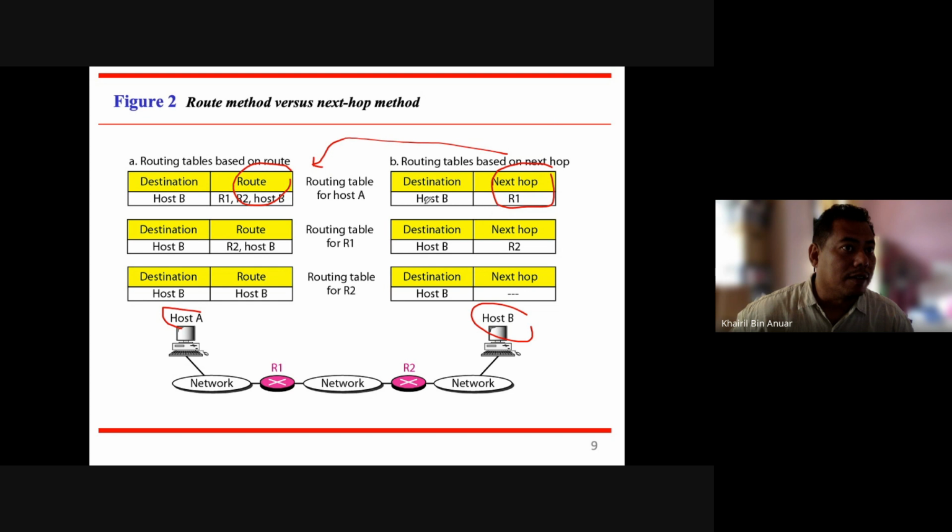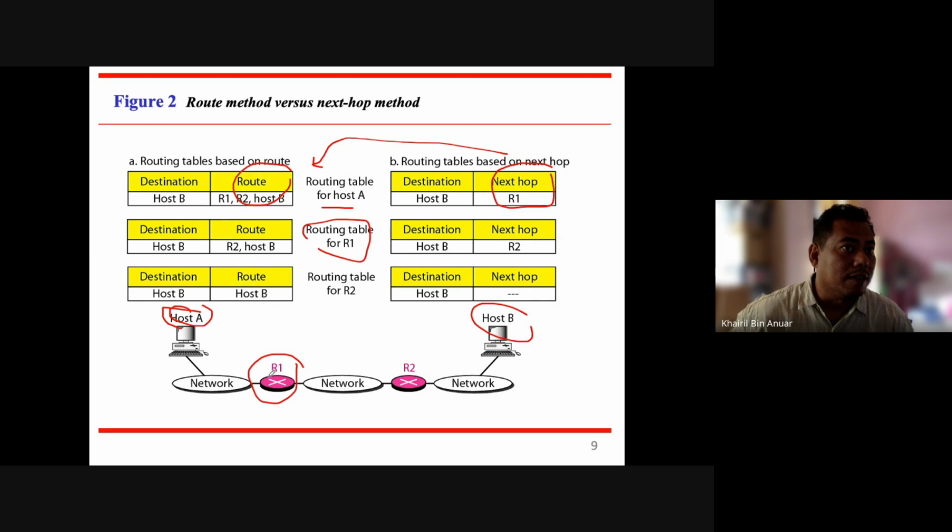So here you can see the routing table for host A, for instance. You are at host A, so you have the information. If you want to go to host B, then you have to go to R1, R2, and then host B. Then at the routing table of R1, when you have the packet and your destination is host B, the next thing you have to go to is R2 and then host B. And on the routing table for R2, if you want to go to host B, it is actually connected here. So this is the whole information.